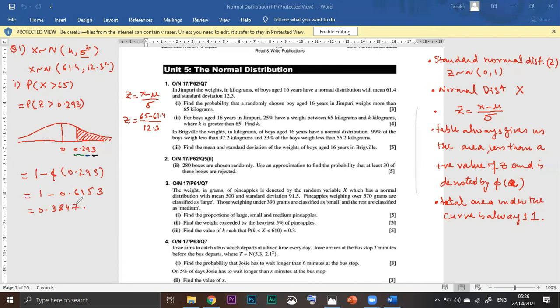Now, part number 2. For boys aged 16 years in Jimpuri, 25% have a weight between 65 kg and k kg, where k is greater than 65. Find the value of k. Probability that X is in between 65 and k is equal to 0.25. Is there any problem? Is there any confusion?